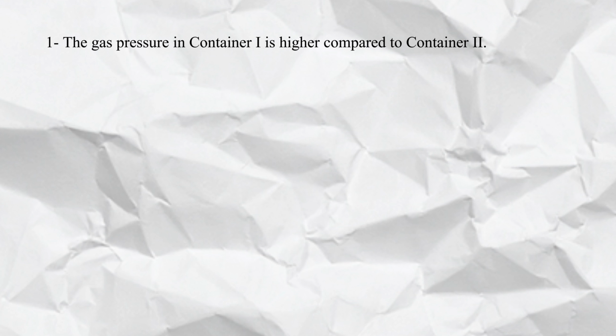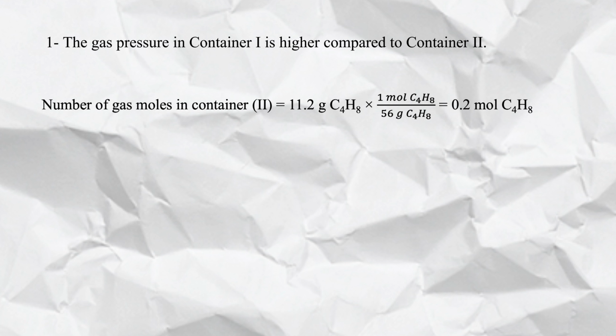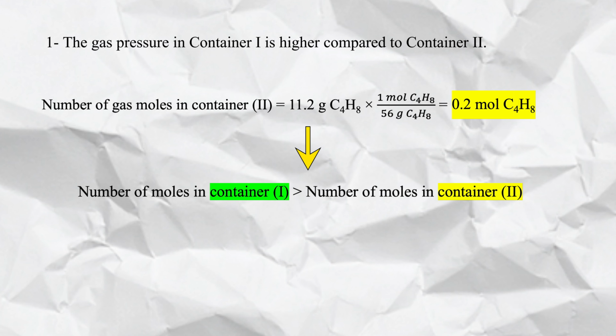Statement 1 claims that the gas pressure in container 1 is higher than container 2. Let's check it out. First, we find the moles for container 2. 11.2 grams of butene divided by its molar mass of 56 gives us 0.2 moles. Since pressure depends on the number of gas particles and 0.24 is greater than 0.2, this statement is true.